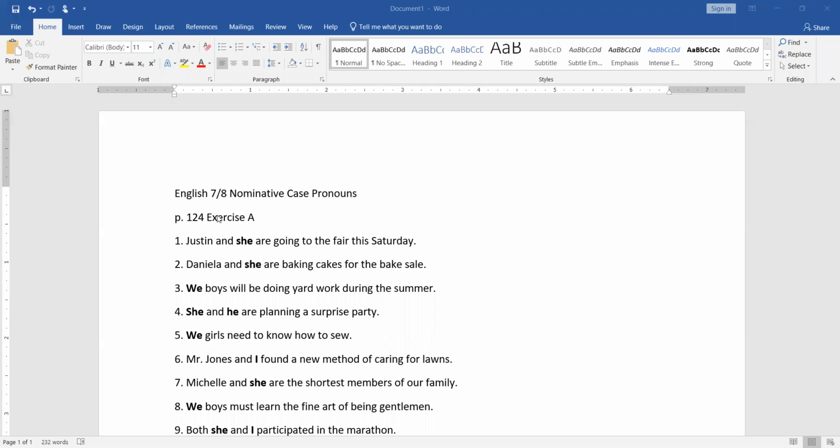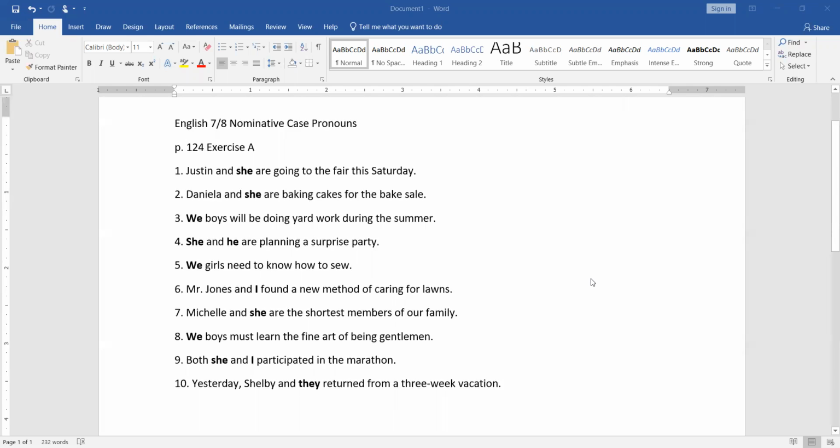Okay, so page 124, exercise A. Hopefully you have done this. Just check your answers. You can see here for number 1, Justin and she are going to the fair. Number 2, Daniela and she are baking cakes. 3, you have that appositive, boys. We boys will be doing yard work during the summer.